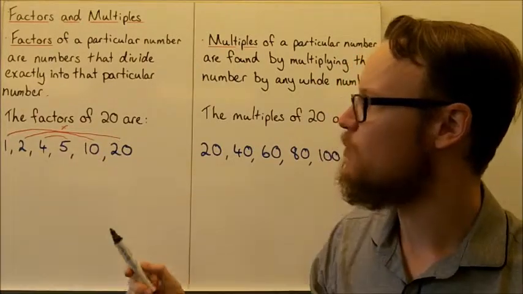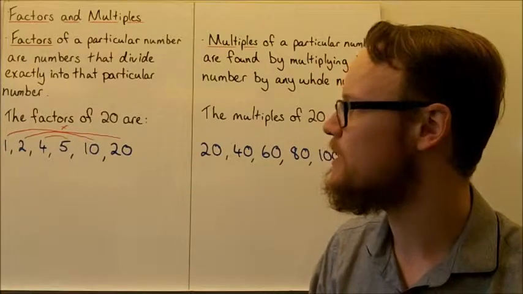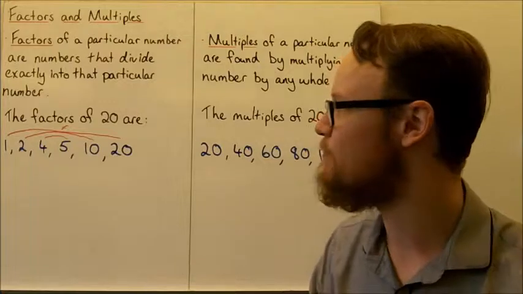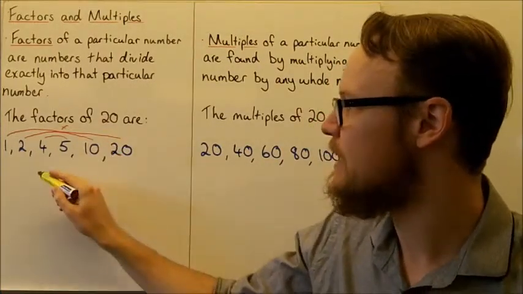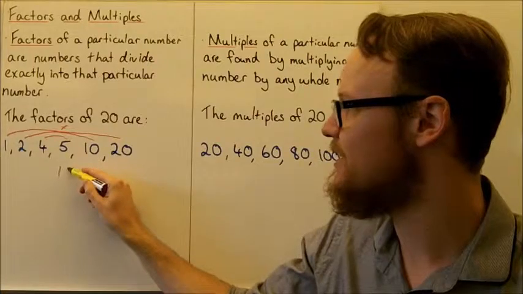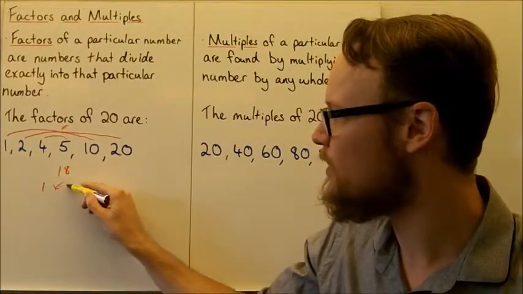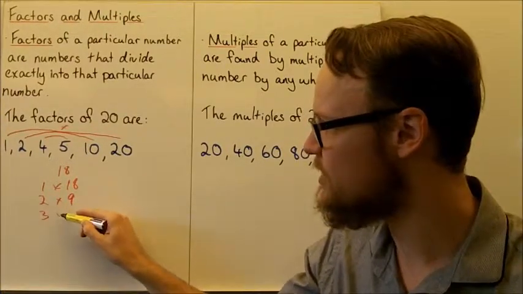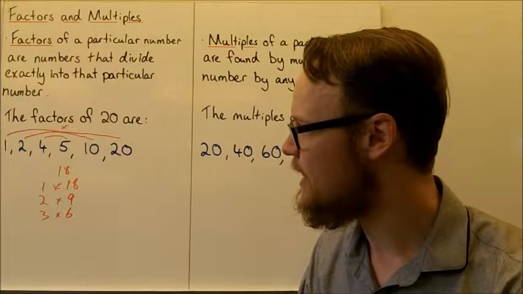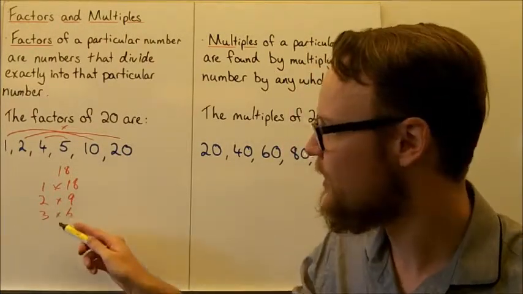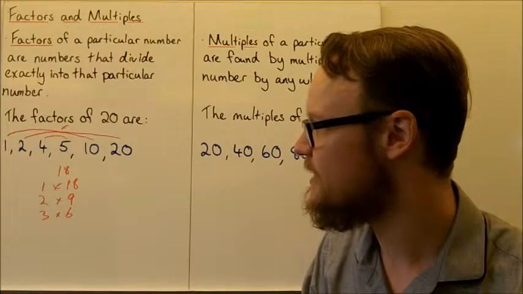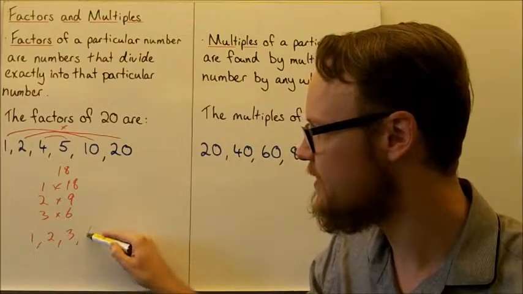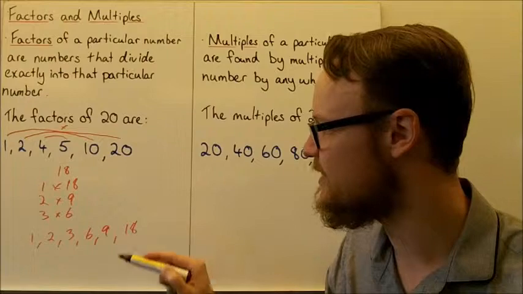So whenever we're trying to find the factors of 20, we can always just try and pair them up and think about all of the different combinations that multiply to give 20. For example, with 18, we can remember that 1 times 18 is 18, 2 times 9 is 18, 3 times 6 is 18, and I believe that's all of the different combinations of multiplying to get 18. So the factors of 18 are 1, 2, 3, 6, 9, and 18.